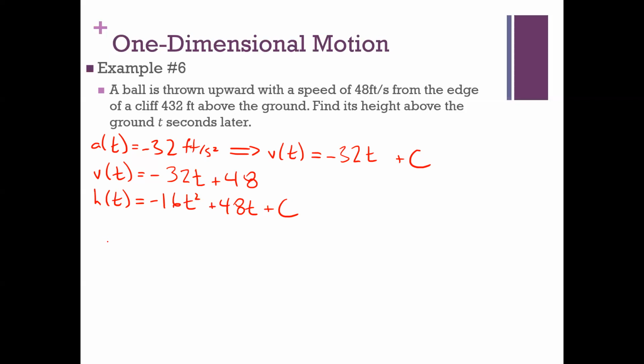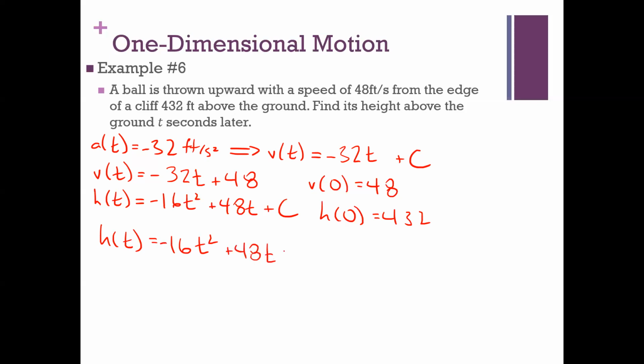The cliff is above the ground, so I'm starting off with some height. Let's make this clear. I can say that V of 0 is equal to 48, and I can also say that H of 0 is equal to 432. So H of T for all T will be negative 16T squared plus 48T plus 432.